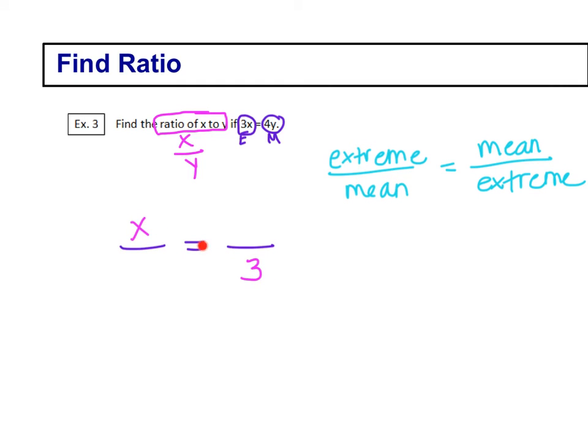Now I need the 4 and the y to go in the means spot. But looking at this ratio, I can see that I want the y right there below the x. So I want the y to go there, which means the 4 has to go on top. So we have our extremes and our means, and if you were to multiply those, you would get this statement right there, 3x is equal to 4y. And we just had to look at this part of the question, ratio of x to y, so that we knew where each piece went.